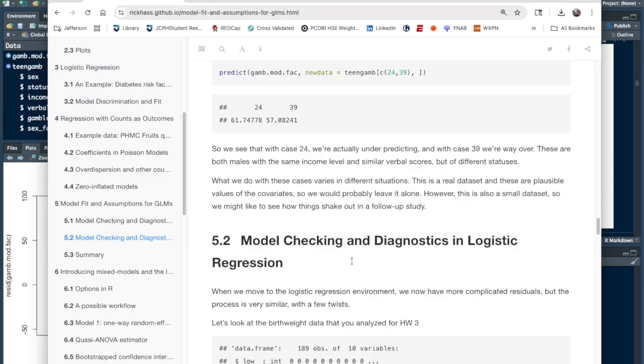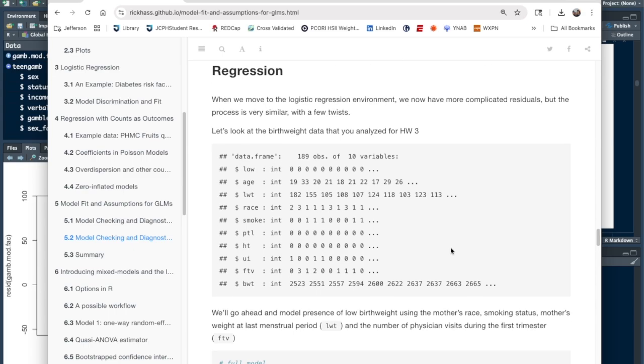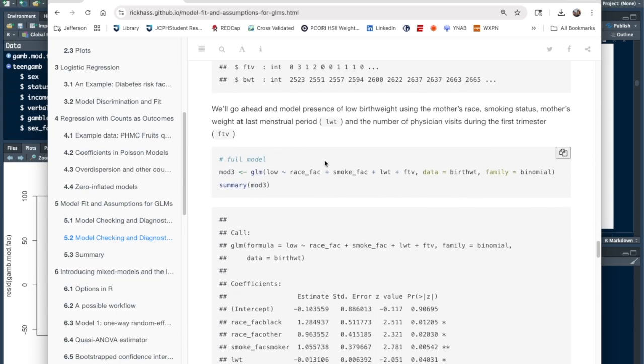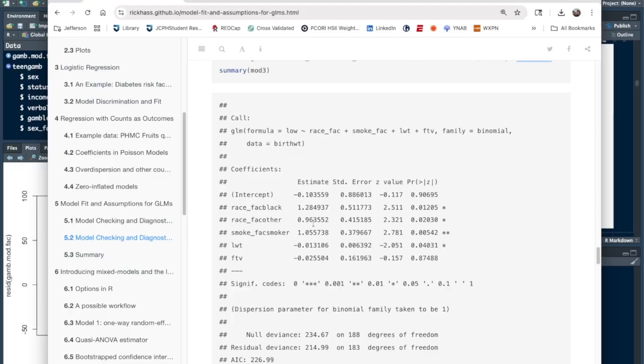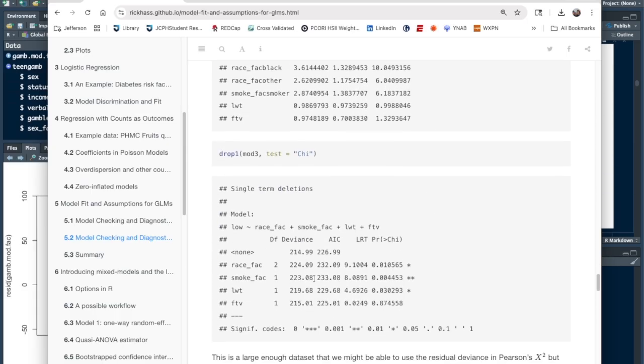All right. Now for logistic regression, it's a little bit different. We'll use the same data set that you used for homework 3, the birth weight data. Again, we'll fit a model where we're trying to predict low birth weight with race, smoking, the weight of the mom at the last menstrual period, and the number of physician visits. It's a logistic model. We get the output. We see there are perhaps a couple of relationships in there. We get our odds ratios. We could do our test.